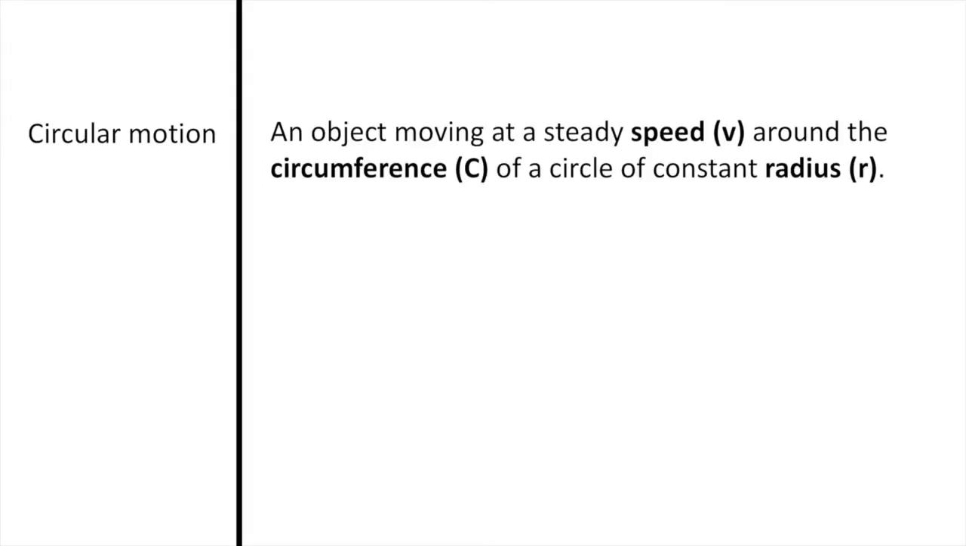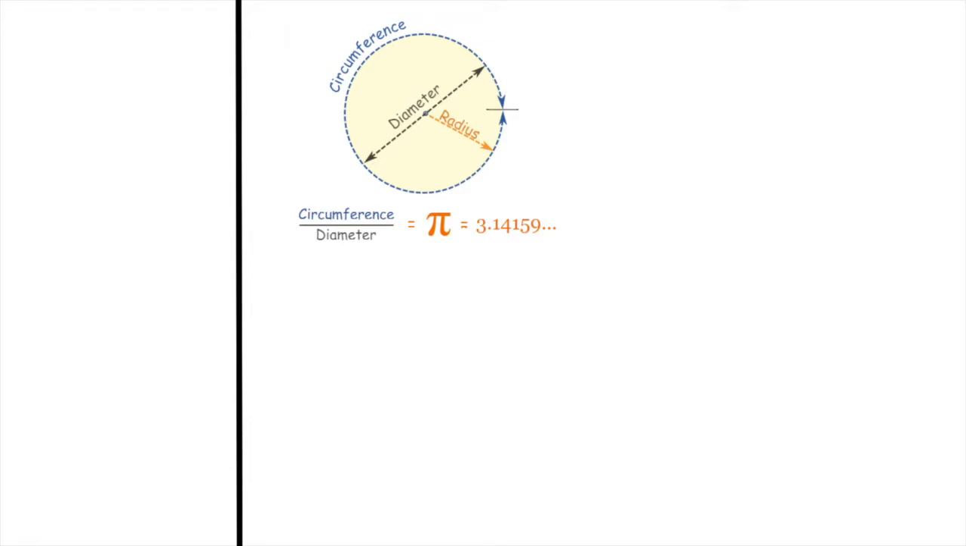So circular motion is where an object is moving at a steady speed around the circumference of a circle of constant radius. Let's discuss what circumference is. So here's a diagram of a circle. We have the circumference being the entire perimeter of this circle. And what we know is that pi is defined as the circumference of a circle divided by its diameter. A diameter is equal to twice the radius, which is simply saying 2r.